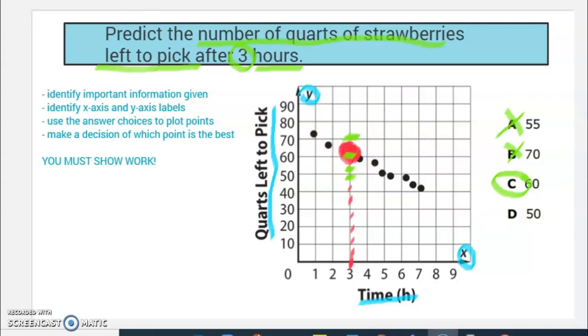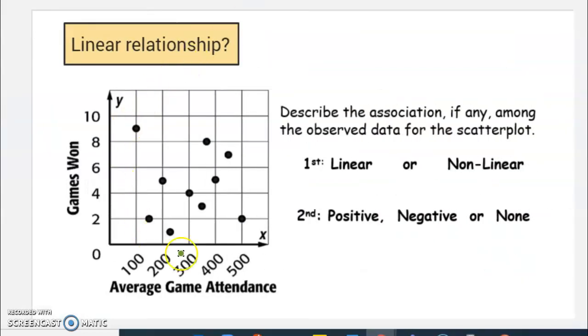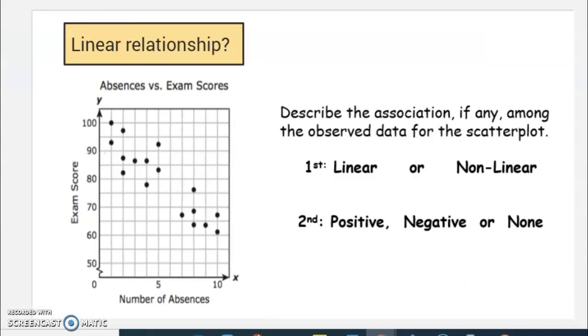Okay, you have the remaining slides to work on. This one here, guys, if your points are scattered all over the place and they're not grouped together, forming a line, they would be nonlinear. And then if you cannot tell the direction that they're moving, then it would be none. Okay? So go ahead and finish the remaining slides.